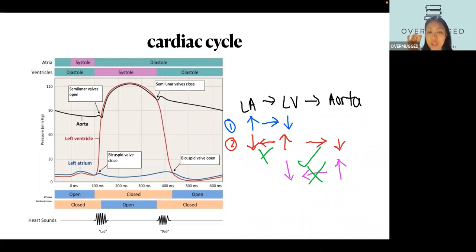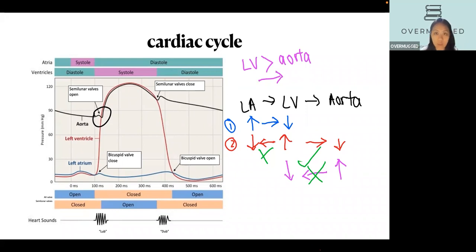But if you want to quickly answer, let's say an MCQ question, you don't want to go through all these things, right? Let's say I ask you what happens here. The MCQ question will ask you what happens here. You just need to give a quick answer. You don't need to go through all the explanation. Just look, which one has higher pressure there? The red one is above the black one, right? So the left ventricle pressure is higher than the aorta pressure. Then the blood will flow from the left ventricle to the aorta.